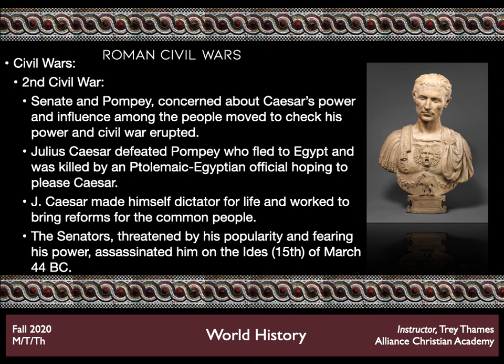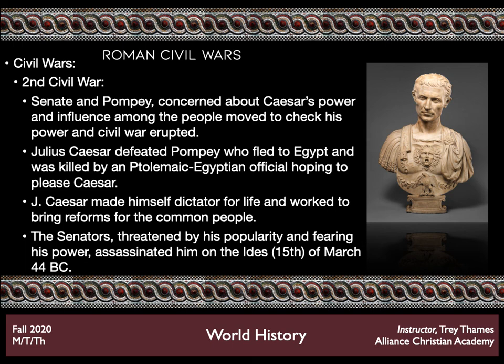Julius Caesar, after he becomes the sole ruler, is going to declare himself dictator for life and is going to work towards bringing reforms for the common people. But this isn't going to sit well with the senators. And they are threatened by his popularity, and they fear his power. They're going to assassinate him famously on the Ides of March in 44 BC.